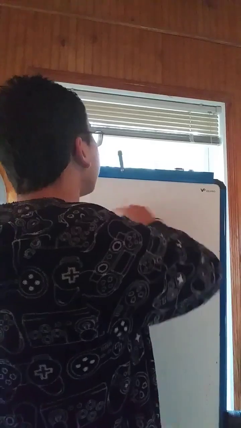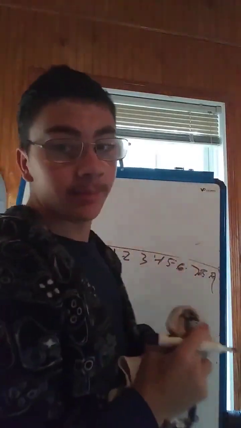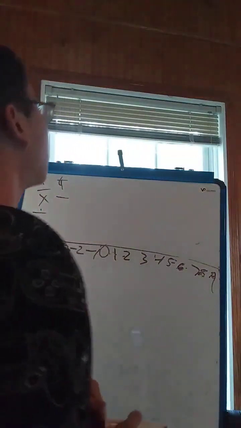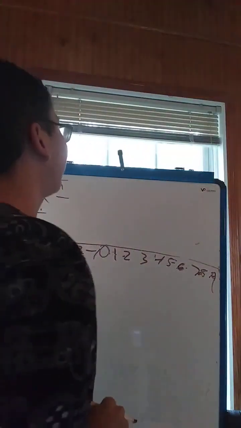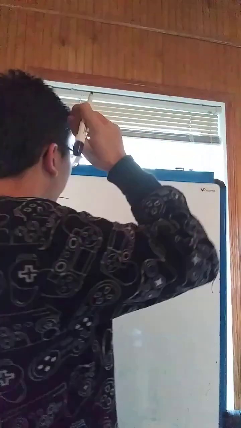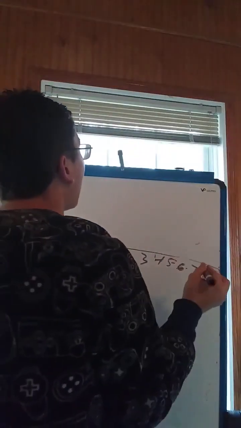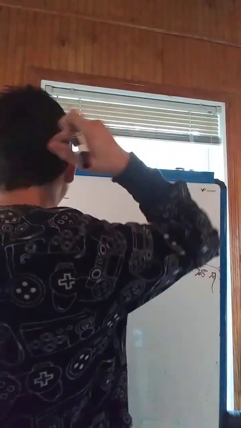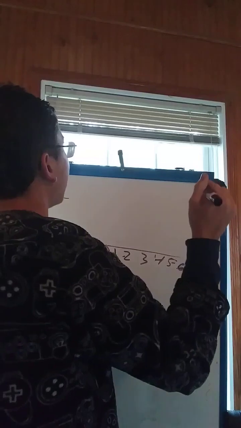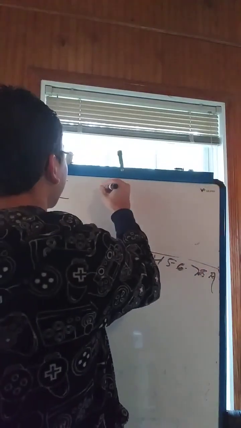So you've got how to solve the addition problems. Now you're going to learn how to solve subtraction. So, let's just do a normal one. So 9 minus 3.